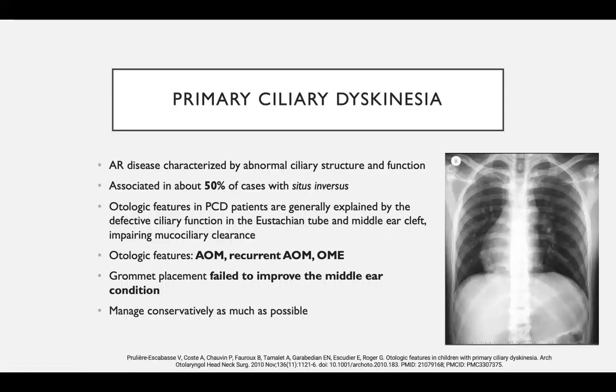The important thing to us is that the otologic features in these patients are generally explained by their defective ciliary function within the eustachian tube and middle ear cleft, and this impairs mucociliary clearance, and this specifically can present with acute otitis media or recurrence of this, or OME. And generally, all studies have shown that grommet placement has failed to improve the middle ear condition.